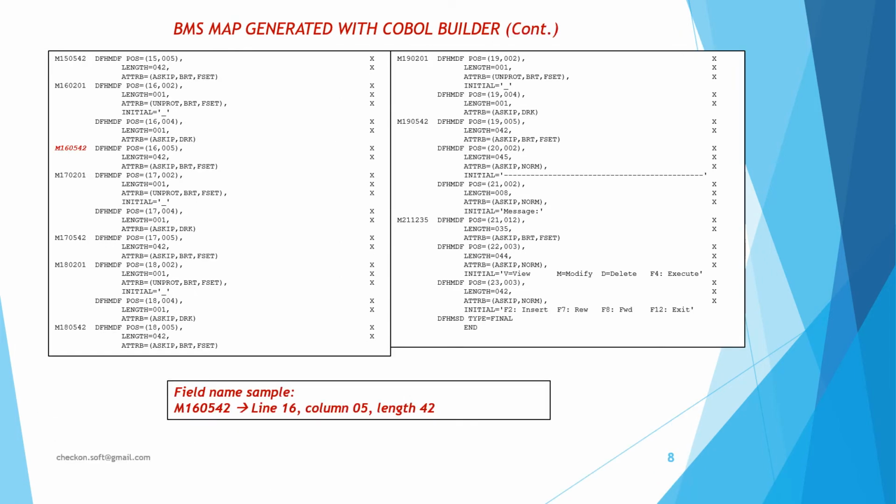Please note that the field names contain the line number, column number, and length. Field name sample: M160542, line 16, column 05, length 42.